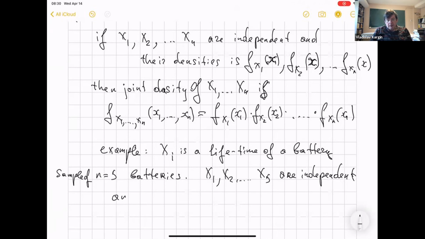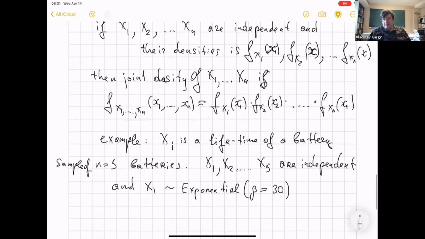It's a lifetime, so a nice way to model it is using an exponential random variable. When you have a time, often it's an exponential random variable. So we model it as exponential with some parameter. So the mean is equal to, say, 30. You could mean 30,000 hours, I'm not sure. Let's say 30. Let's not talk about units. So it's exponential with the parameter beta equal to 30 in some units.